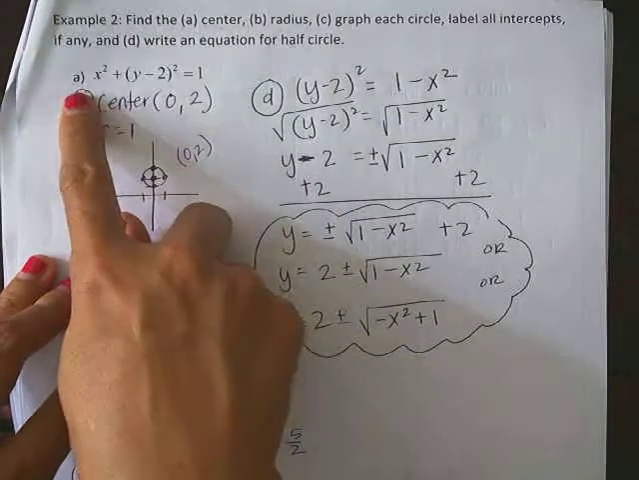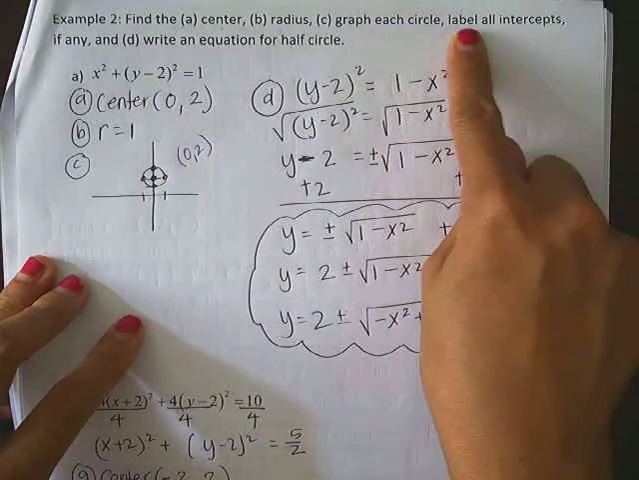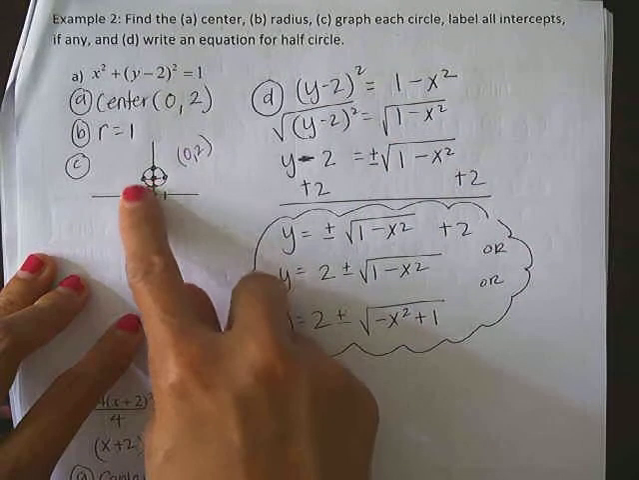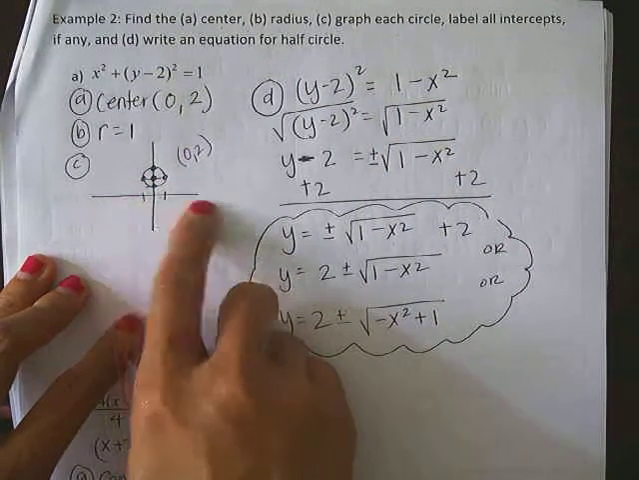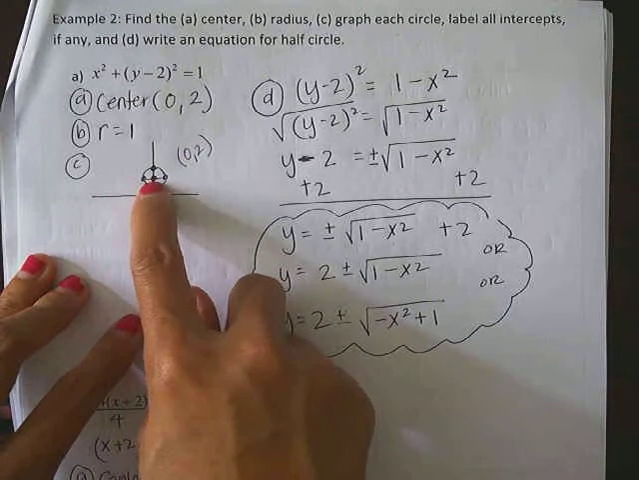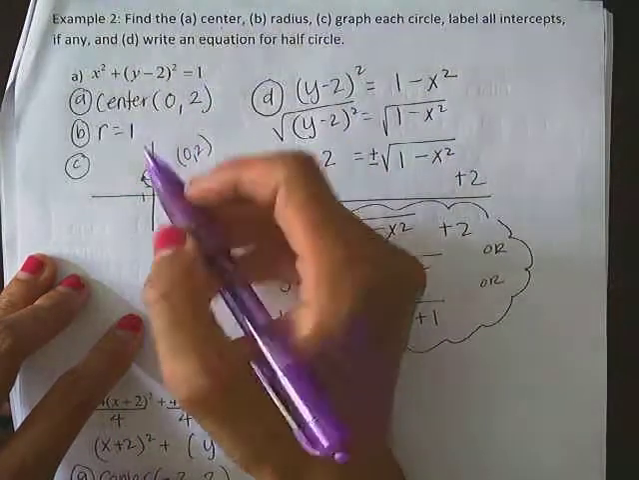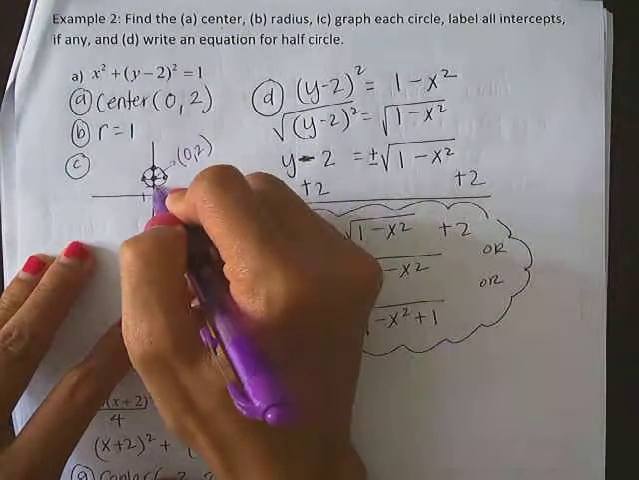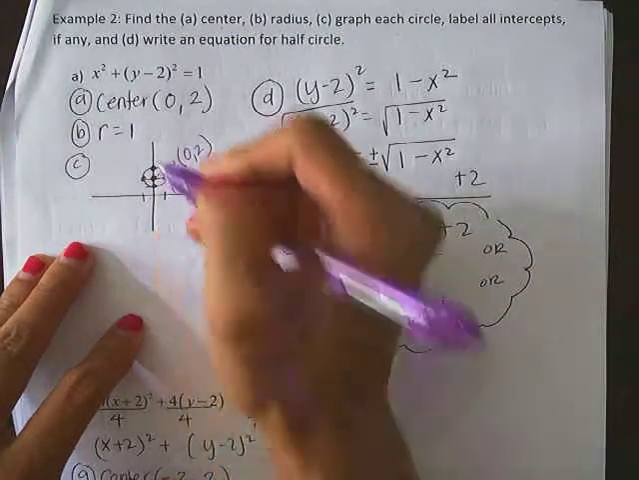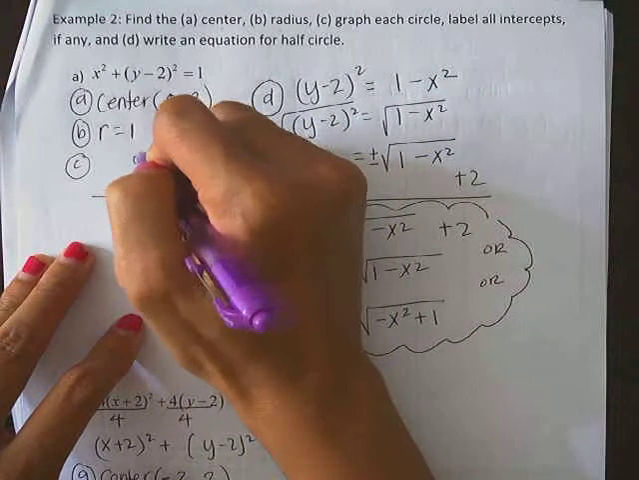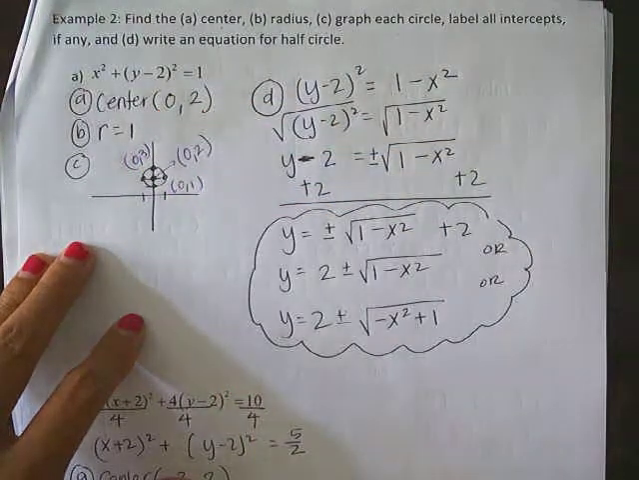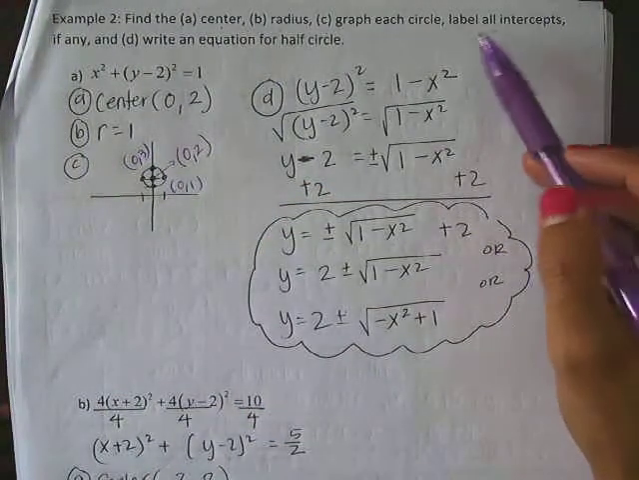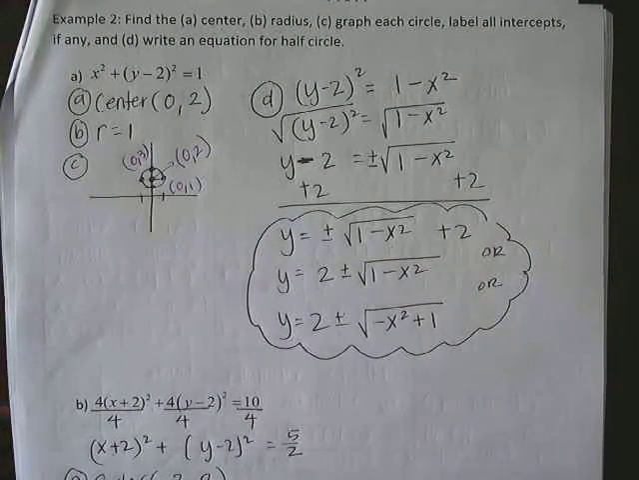In example 2a, when the direction says label all intercepts, one of my students said, hey, you know what? I did not label the y-intercept. We didn't have any x-intercept, but we do have a y-intercept, okay? Actually multiple. So the one in the middle is (0, 2). This one right here is (0, 1). And this one right here is going to be (0, 3). So those three intercepts had to be labeled because the direction wanted us to do so.